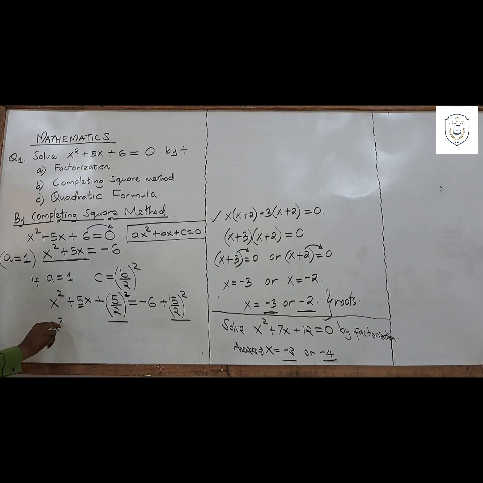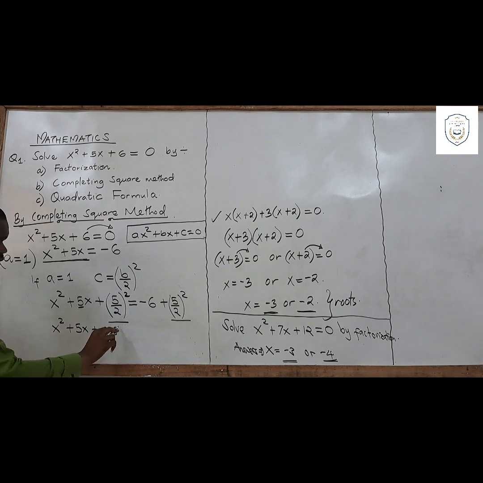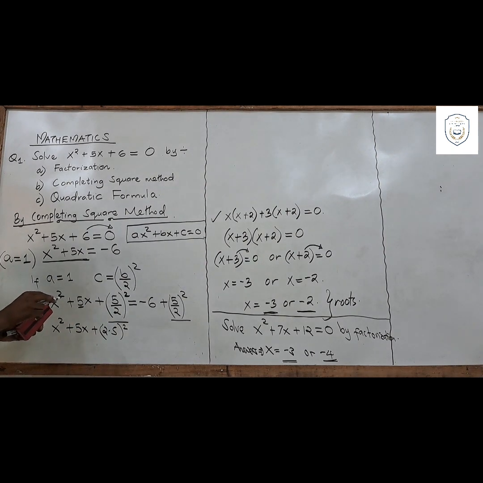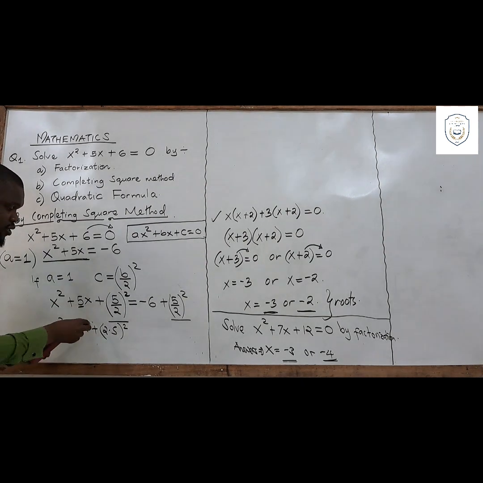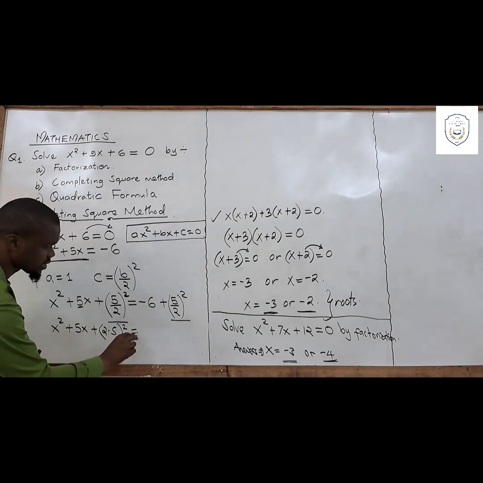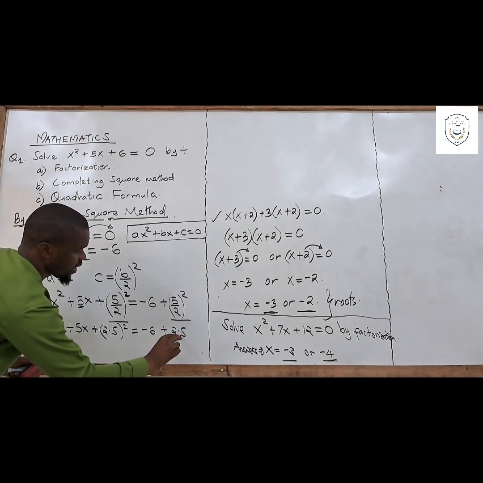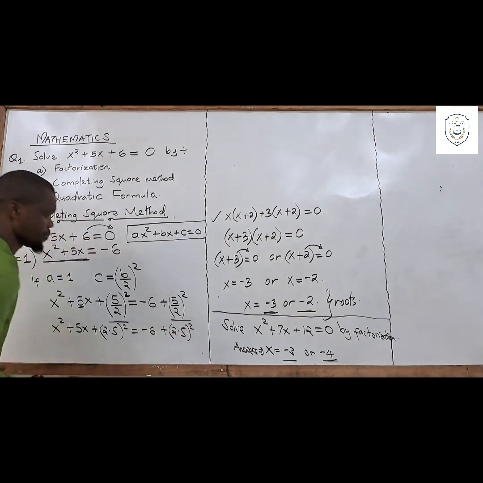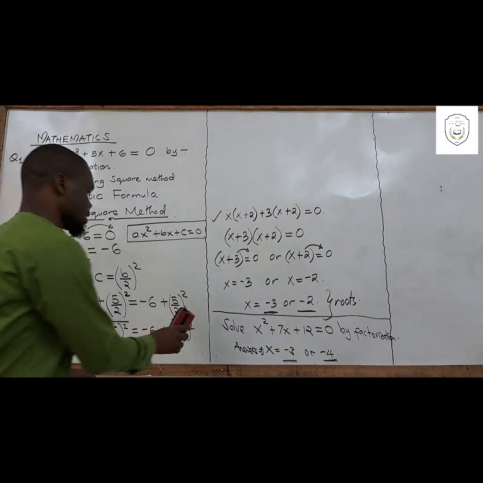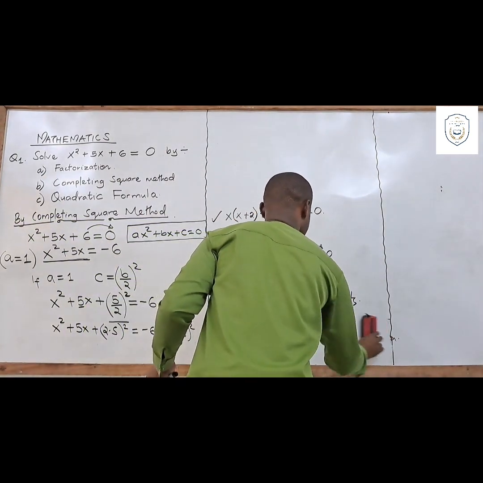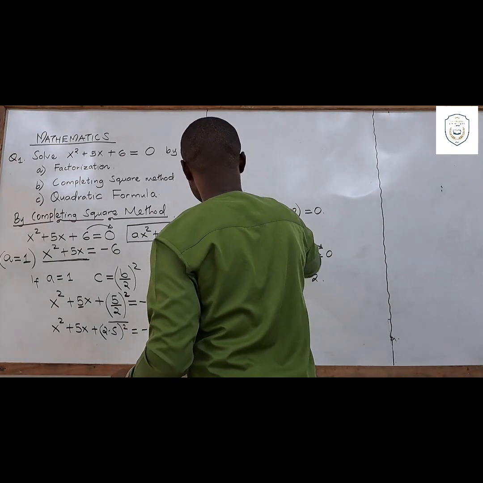This becomes x squared plus 5x plus 2.5 bracket squared, that is, 5 over 2 is the same as 5 divided by 2, you get 2.5. And on the other side, you get negative 6 plus the same 2.5 all squared. Now, when you reach that point, again, we want to just proceed.